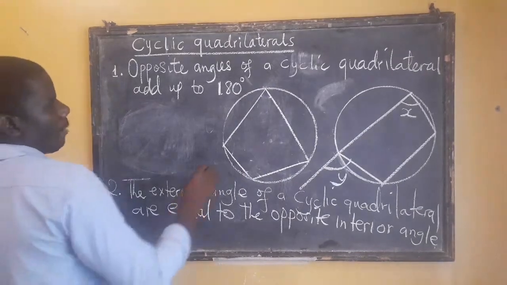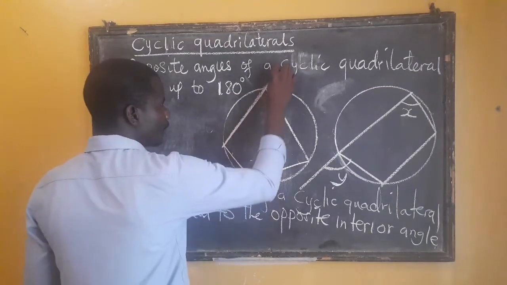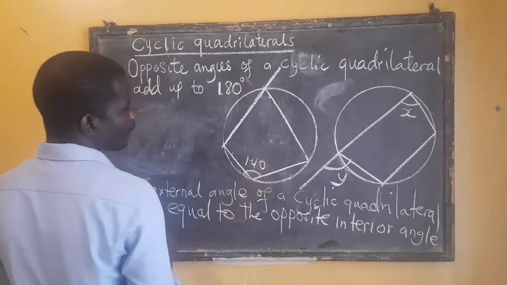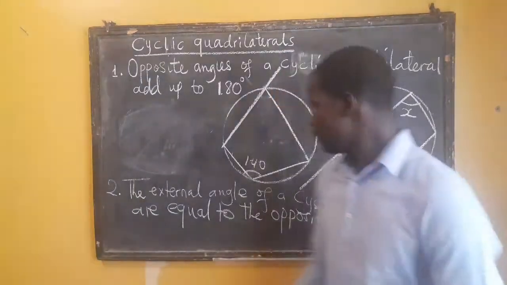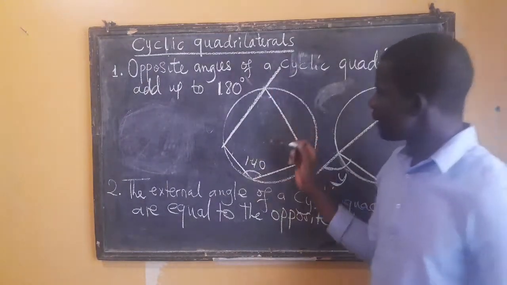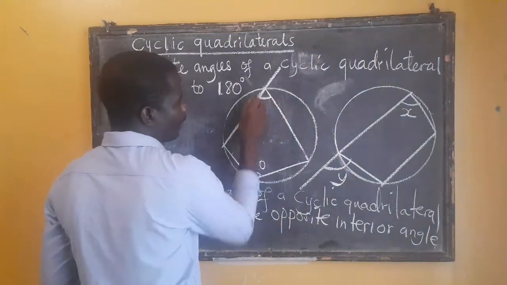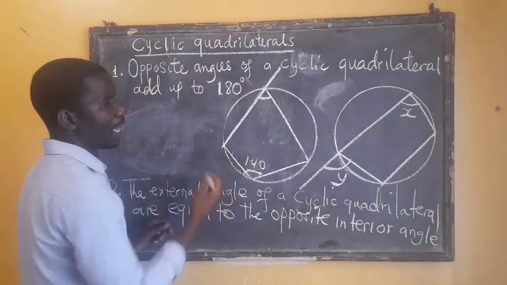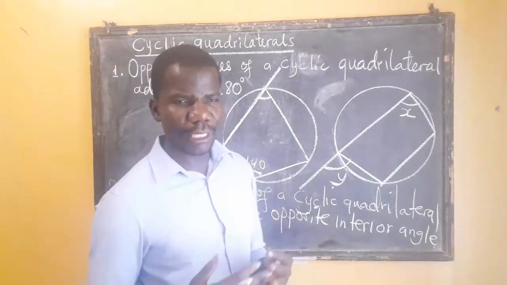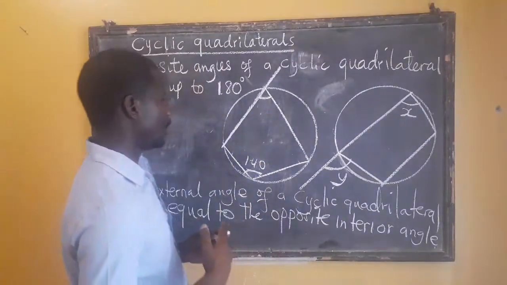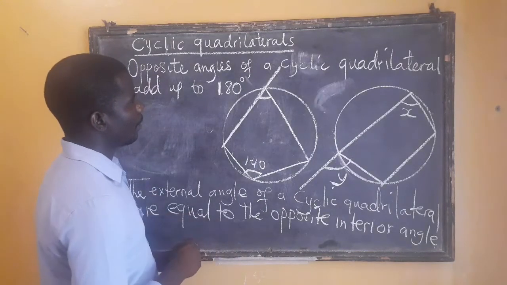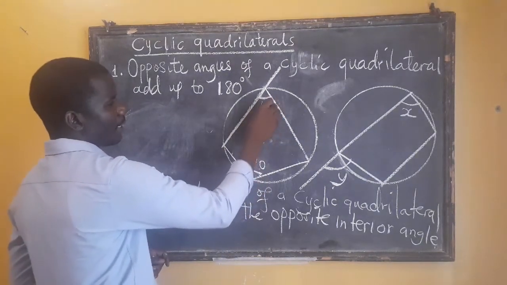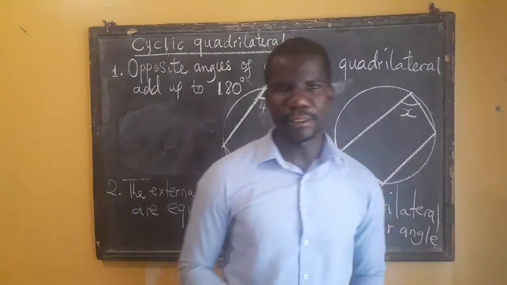Now, I want you to look at this case. If we say this angle here is 140, hope you're paying attention, what is this angle? This angle and this one should add up to 180 because they are opposite angles in a cyclic quadrilateral. So when we subtract, we are going to get that this one is 40 degrees.